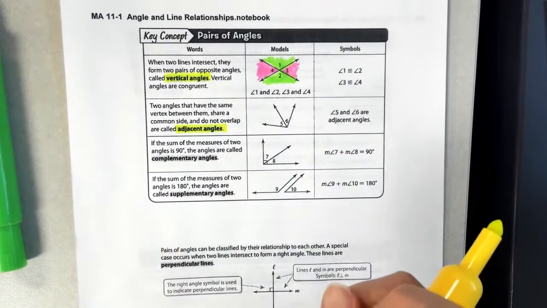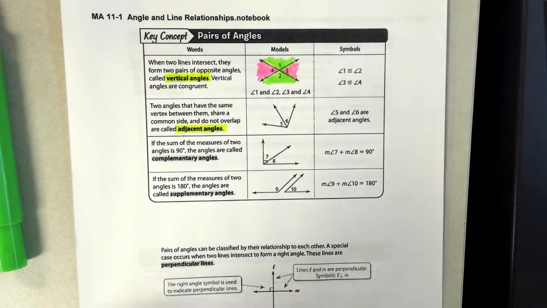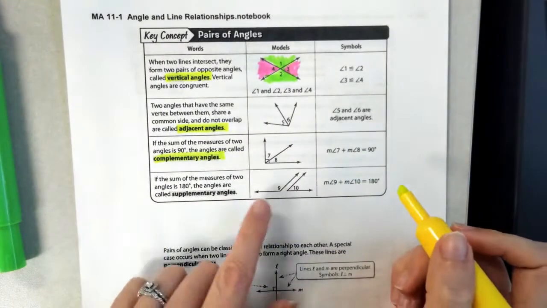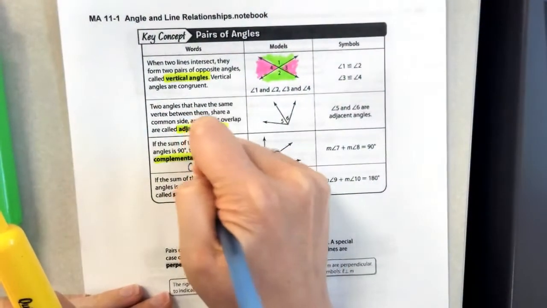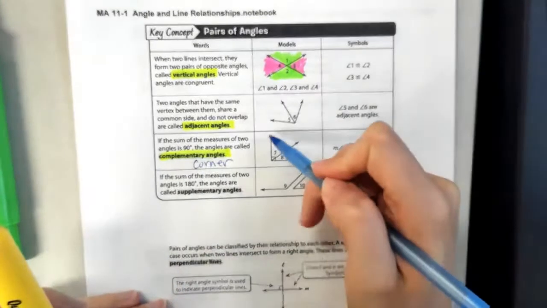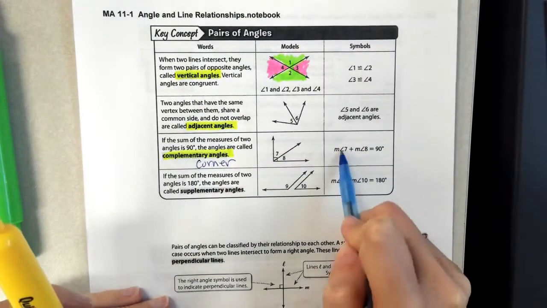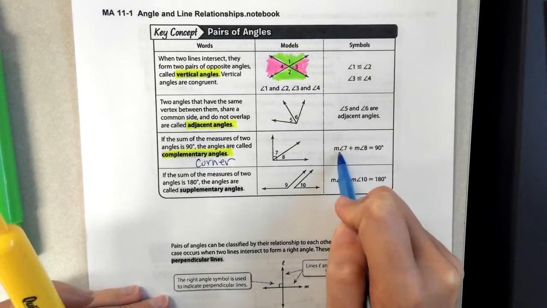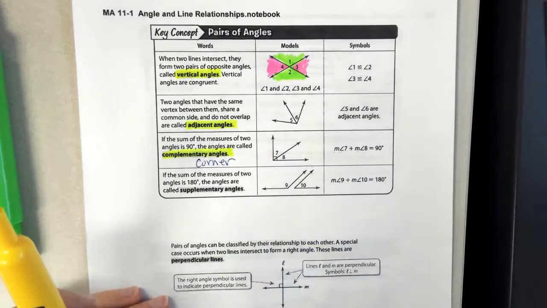The next one says, if the sum of the measures of two angles is 90 degrees, the angles are called complementary angles. So complementary means corner. Complementary, corner. So it makes a corner, makes a 90-degree angle when you add them up. So angle 7 plus the measure of angle 8, that's how you would read that, by the way. Measure of angle 7 plus the measure of angle 8 is 90 degrees.